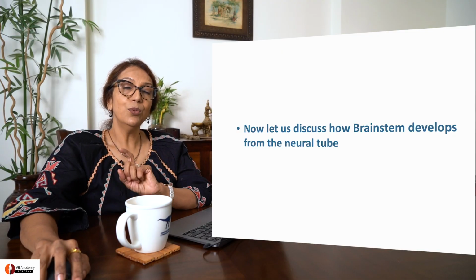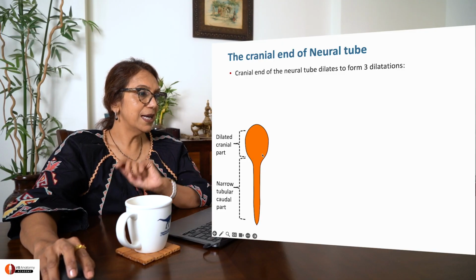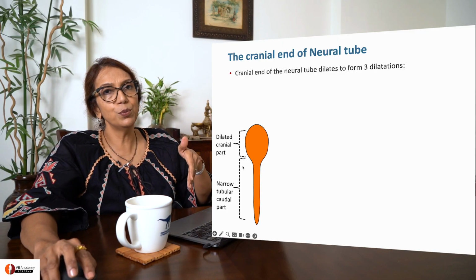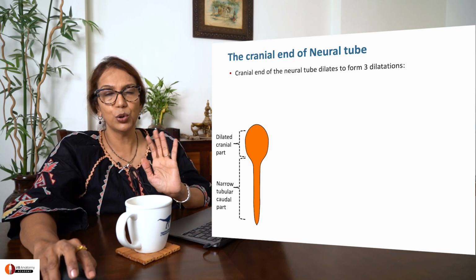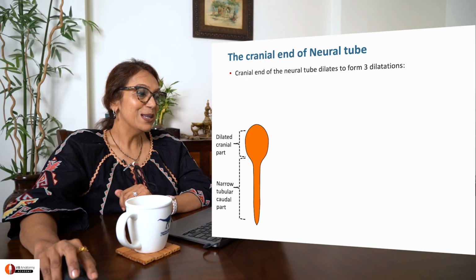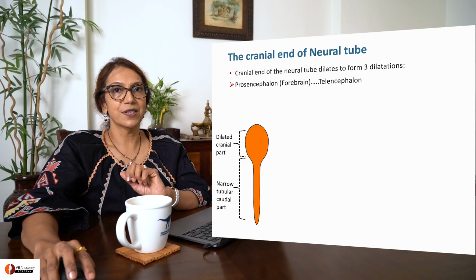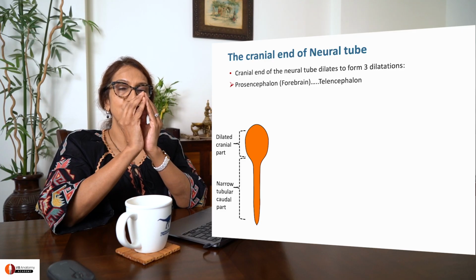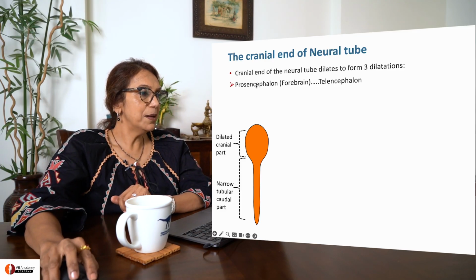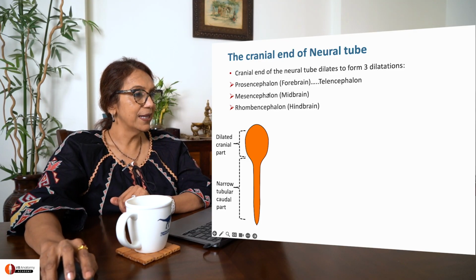Let's understand how a brain stem can be developed from this. This is the cranial dilated part. I want you to focus only on it. Understand that the tubular part is going to develop the spinal cord. We'll not worry about it. That's for some other day. Okay. So this dilated cranial part now forms three dilatations. There was a single dilatation. Now that's going to get converted into three dilatations. The cranial part is called prosencephalon, then mesencephalon, and then the rhombencephalon.